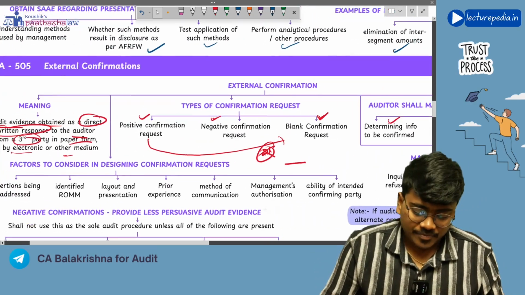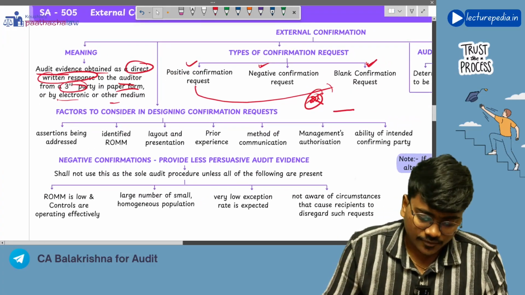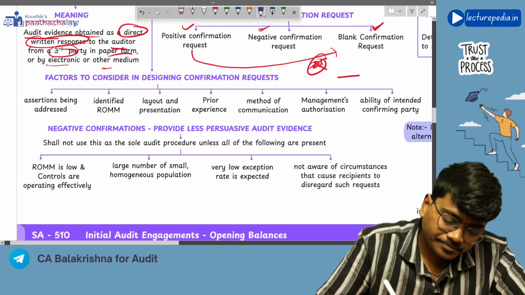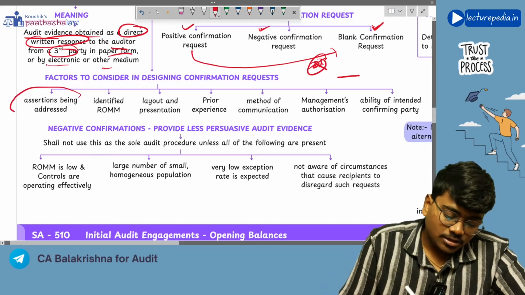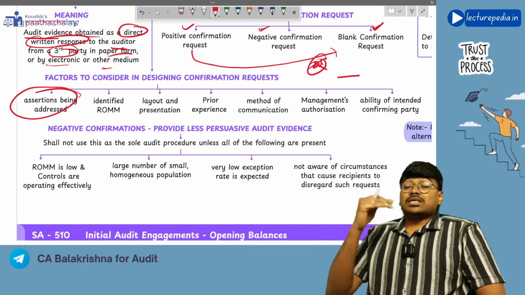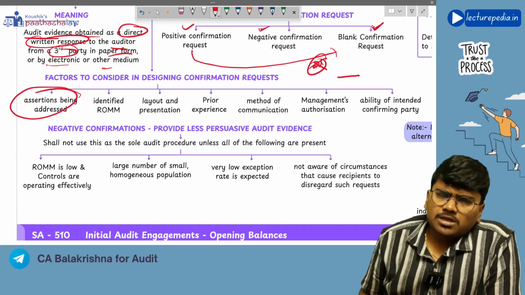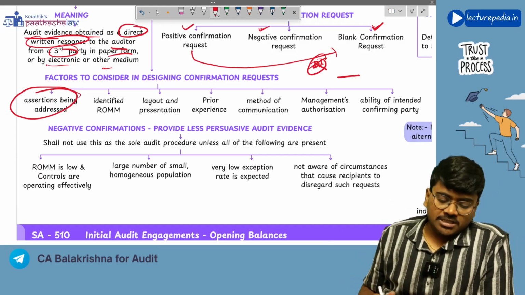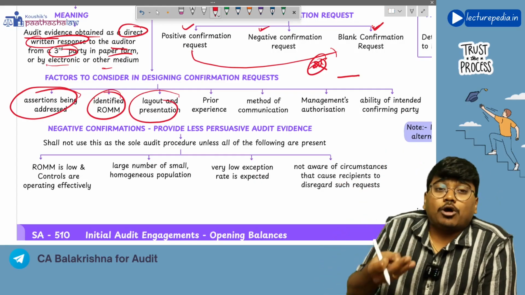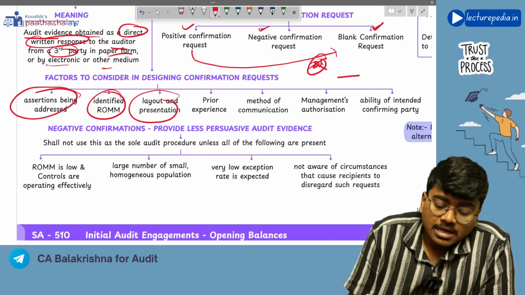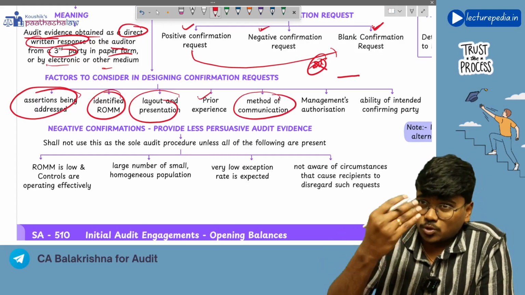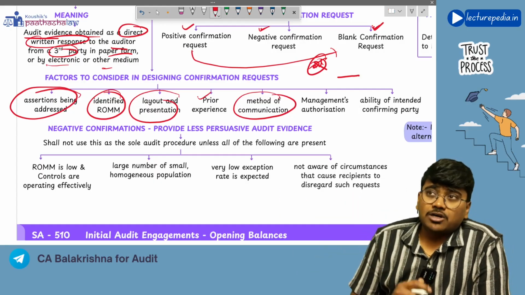Next, while designing a confirmation request, what are some of the points that you will take into account? First of all, you will consider what assertions are being addressed through this external confirmation request. Based on the assertions, you will design your confirmation request. You will also consider layout and presentation. It should be properly presented. Next, prior experience also you will consider. Method of communication: how you are going to communicate, through mail, by directly going and giving it, or through post.